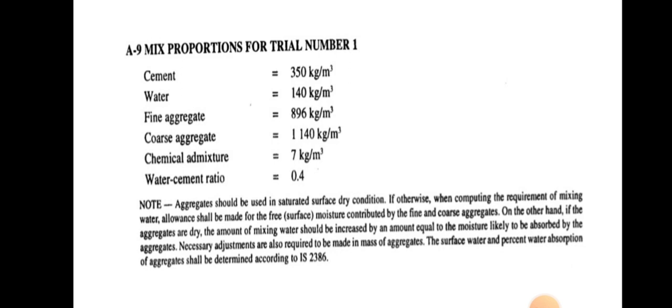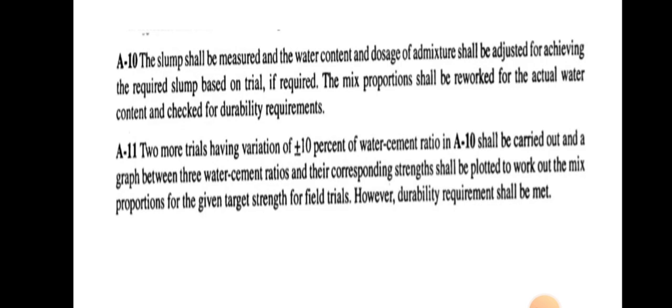If otherwise, when computing the requirement of mixing water, allowance shall be made for the free surface moisture contributed by the fine and coarse aggregates. On the other hand, if the aggregates are dry, the amount of mixing water should be increased by an amount equal to the moisture likely to be absorbed by the aggregates. Necessary adjustments are also required to be made in mass of aggregates. The surface water and percent water absorption of aggregates shall be determined according to IS 2386.